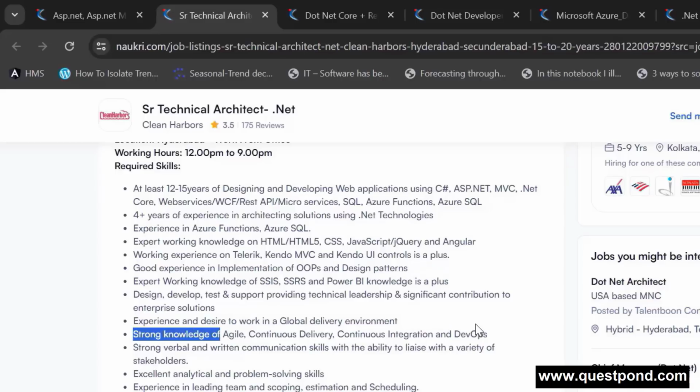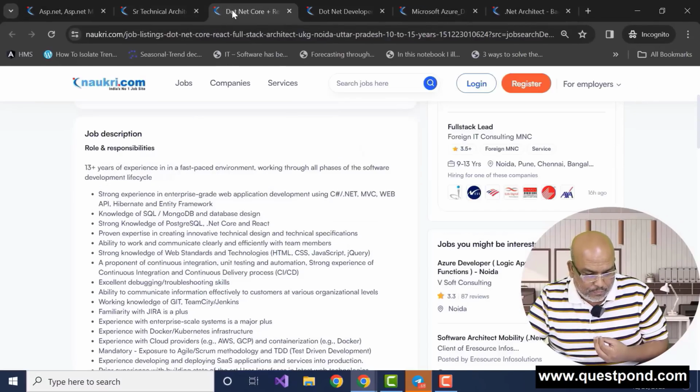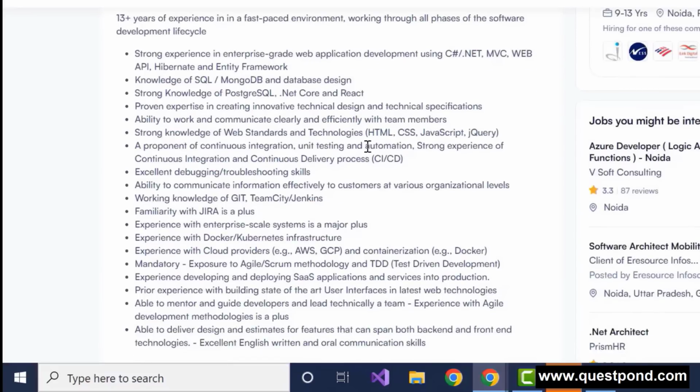So as I'm now going towards 15 plus years, I can see that more Azure, more DevOps is coming into the picture. Look at the second one. You can see CI/CD, you can see Jenkins, you can see Docker, you can see Kubernetes. Adding to that, you can see AWS, you can see Azure as well, and you can also see your old ASP.NET over here, right?